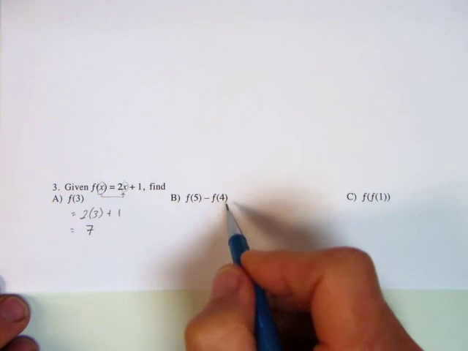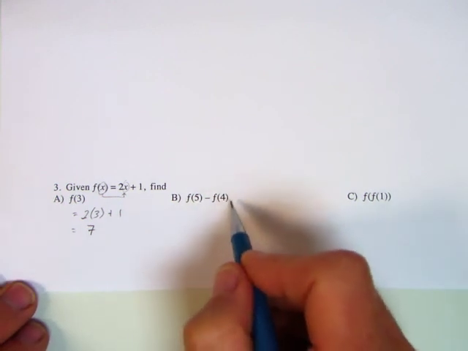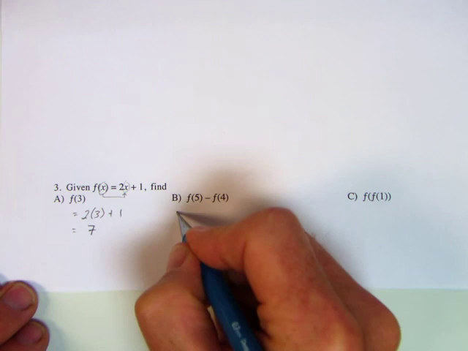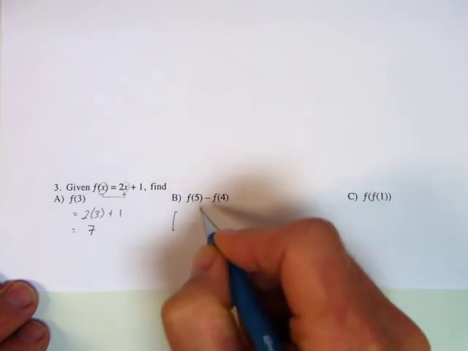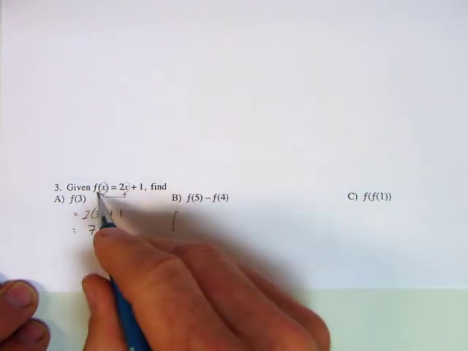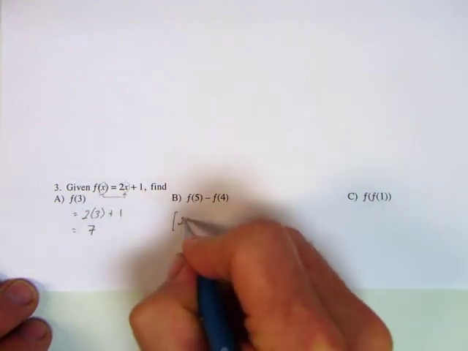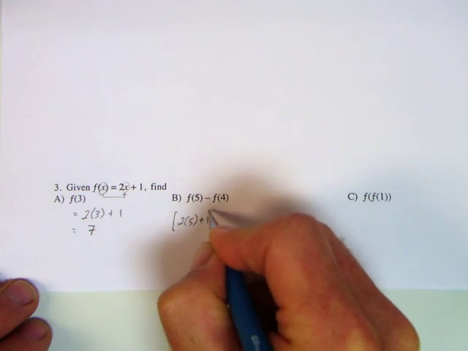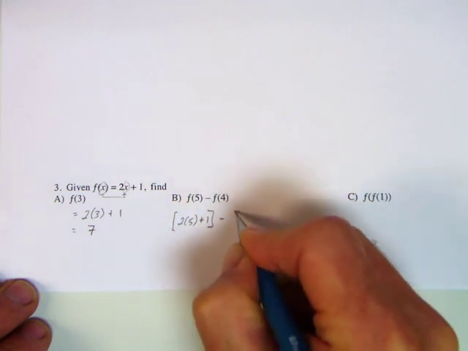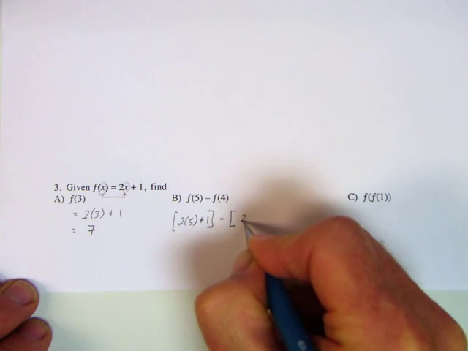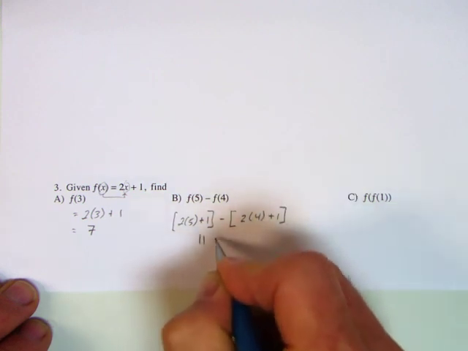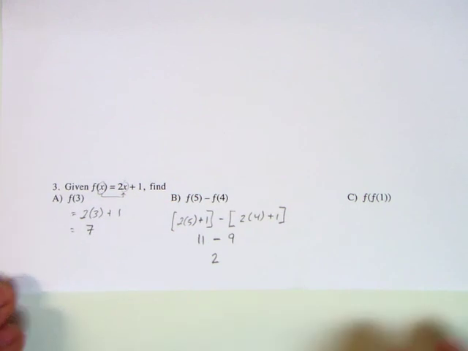f of 5 minus f of 4. This is two different questions, and then we're going to subtract them. So just to show them clearly, I'm going to separate them. We go back to what f of x is. So 2 times 5 plus 1 minus the quantity of 2 times 4 plus 1. So we have 11 minus 9, 2.